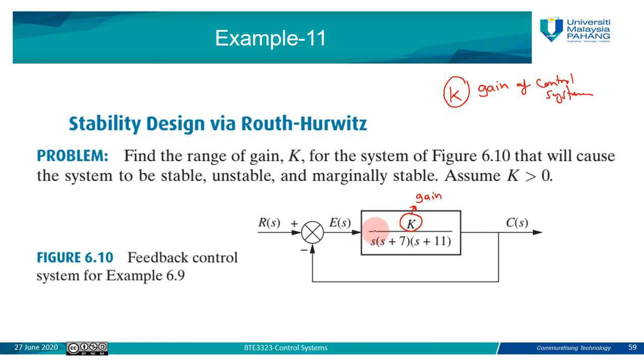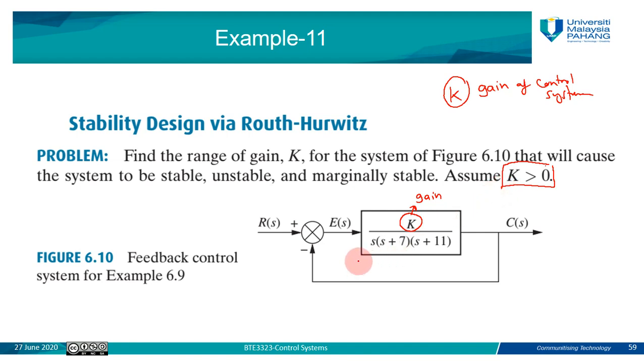By using the Routh table, we are going to construct the Routh table for this transfer function. Then we are going to see which value of k will make the system stable, which value of k will make the system unstable, and which value of k will make the system marginally stable. Usually the value of the gain is assumed to be positive, that means greater than 0. We cannot say the gain is -1 or -2, so the gain is always assumed to be positive.